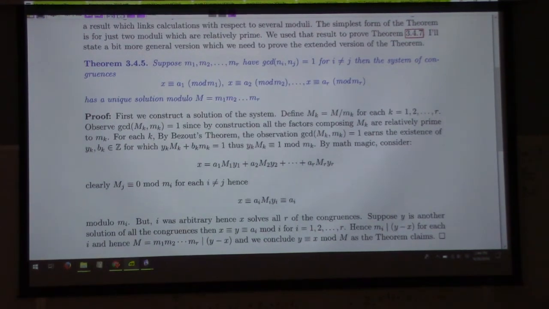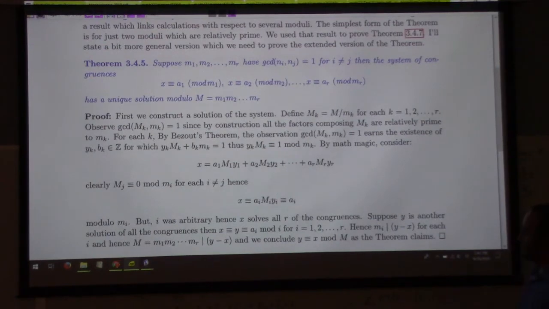So this is the Chinese remainder theorem I was talking about. If we have relatively prime moduli m1 through mr, and we're trying to solve this system of congruences with these relatively prime moduli, then the Chinese remainder theorem says that in fact there exists a solution, and it is unique modulo the product of the moduli, which we'll call big M.